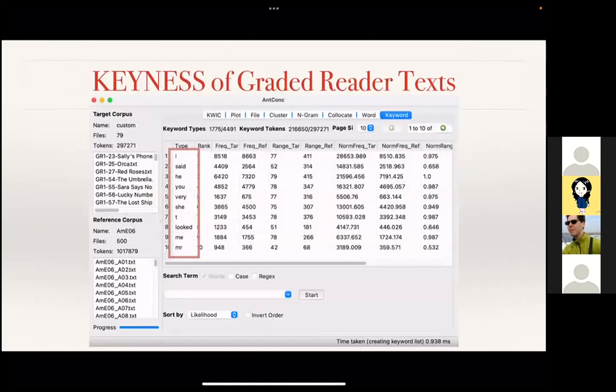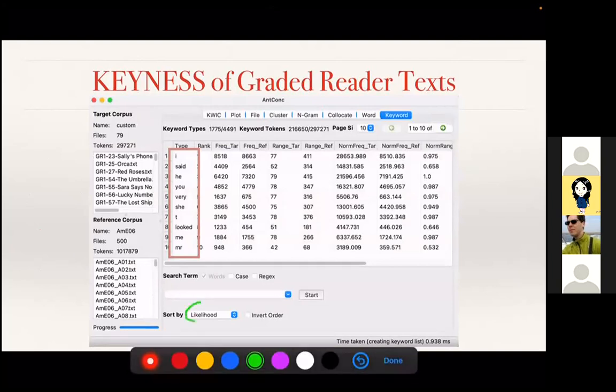There's a function called keyword, and if you calculate the keywords, log-likelihood is the statistical index we used, and then it shows the graded reader keyness. The keywords are mainly personal pronouns like I, he, you, she, and me, or very simple words, verbs like said and looked.